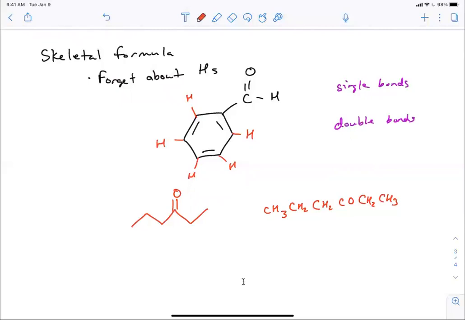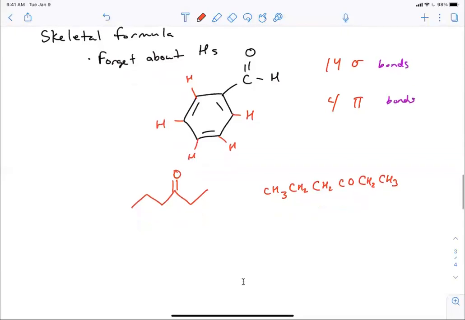Okay, so if I'm counting here, 5, 6, 7, 8, 9, 10, 11, 12, 13, 14. Sorry. With the double bonds here. Okay, I guess I probably shouldn't have said single bonds, double bonds, because really I meant to say sigma and pi bonds. Because I would say sigma bonds and pi bonds here. So then I'd say 14 sigma bonds and 4 pi bonds. That's what I would see in that structure.